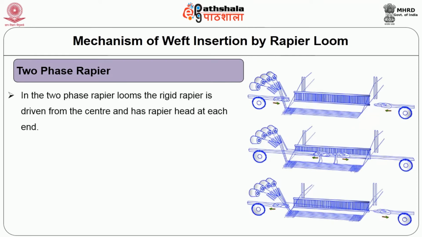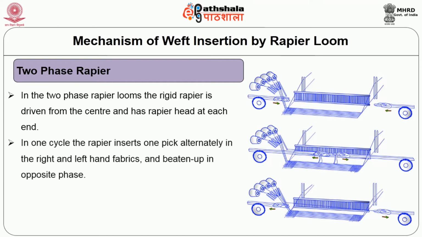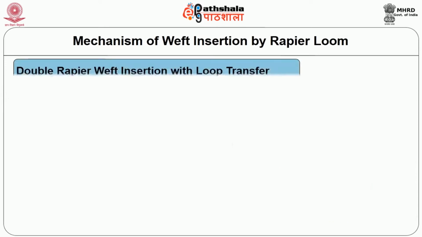In the two-phase rapier looms, the rigid rapier is driven from the center and has rapier heads at each end. In one cycle, the rapier inserts one pick alternately in the right and left hand fabric, and beat up in opposite phase occurs. Now let us get into the double rapier weft insertion with loop transfer, which is also called as the Gabler system.